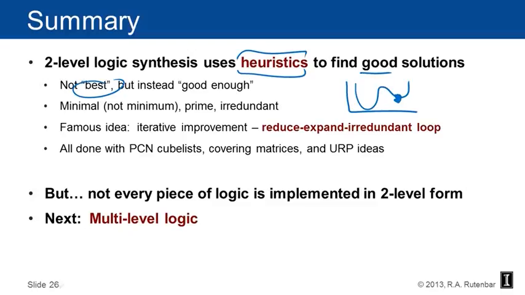There's a very famous idea, an iterative improvement idea: reduce, expand, irredundant, reshape the cover iteratively so that each pass through might get you a better answer. It's all done with PCN cube lists, covering problems and URP ideas, which we've actually explained to you now. So you actually know enough to go read a lot of this stuff. So this is great. There's really good progress here, but not every piece of logic is implemented in two-level form. In fact, most logic is not implemented in two-level form. So we need another set of ideas and another set of methods. And so onward now to multi-level logic, which is where most of the real action is.